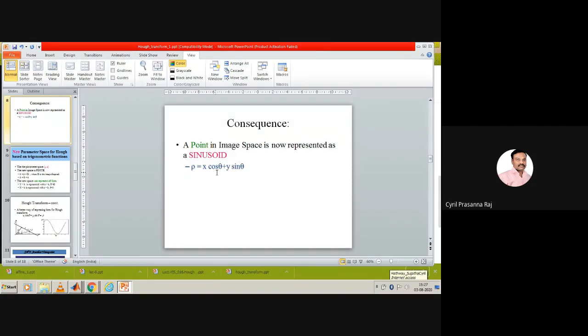Suppose you come across multiple sinusoids, assume that there are 10 sinusoids available, and all the 10 sinusoids intercept at a corresponding point. This implies these 10 sinusoids correspond to points on a single straight line. Let me repeat it once again. Suppose you have taken an image and done a Hough transform and you get an image. In that image, assume that there are 10 sinusoids available, and all the 10 sinusoids intercept at one corresponding point.